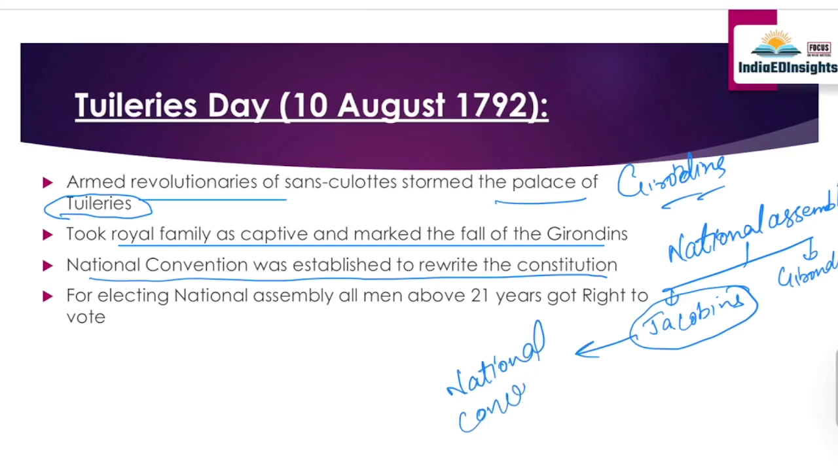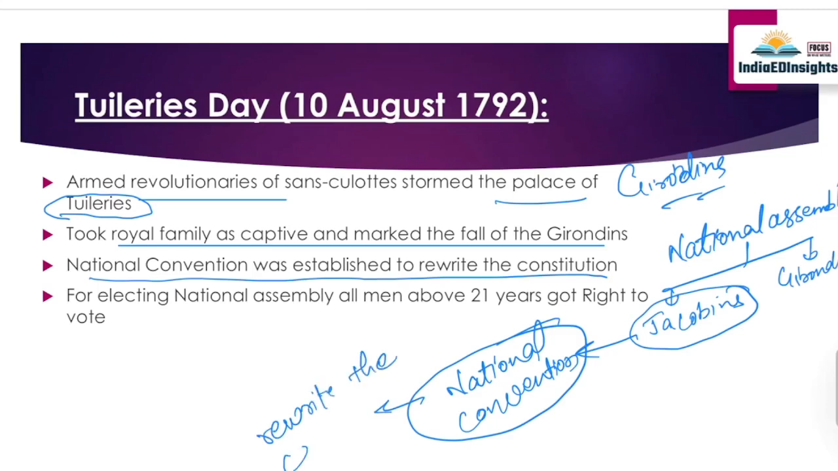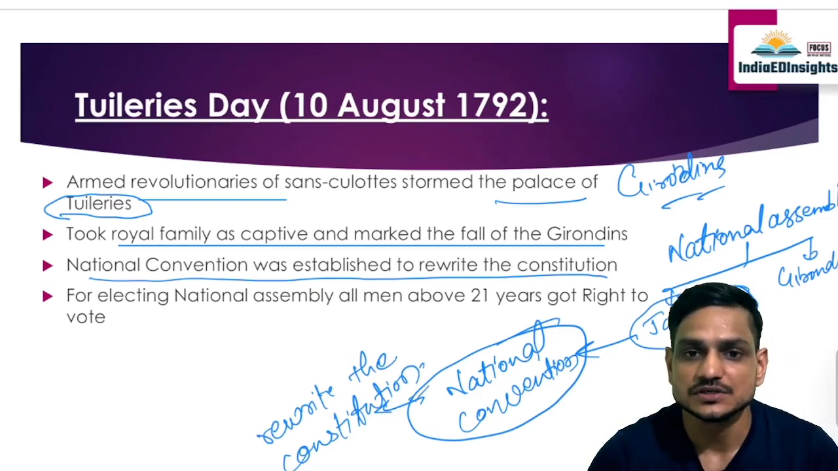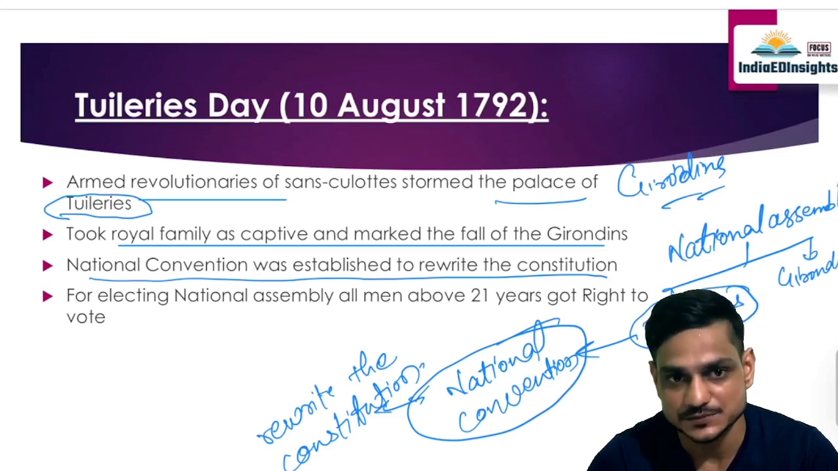They declared themselves as the National Convention and said that now we will rewrite the constitution. So the Jacobins took over the power. The Jacobins were headed by Maximilien Robespierre.